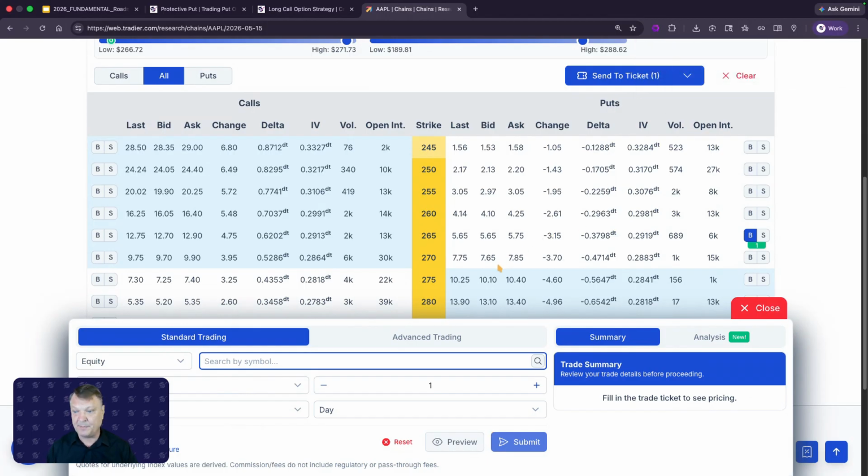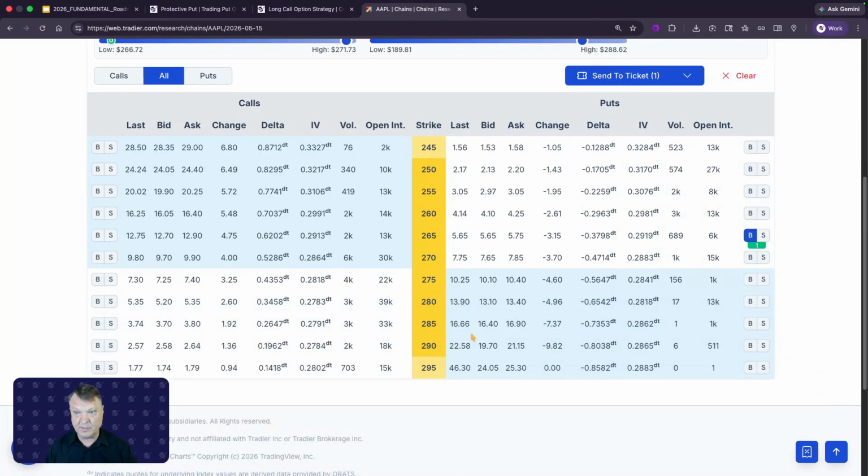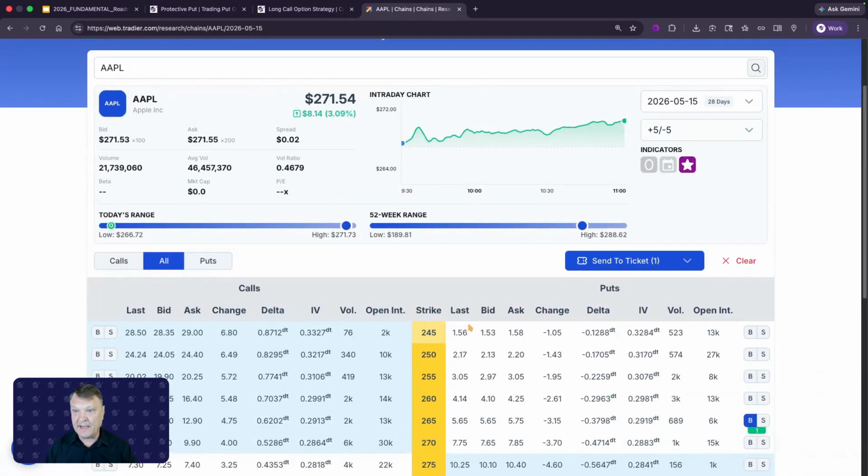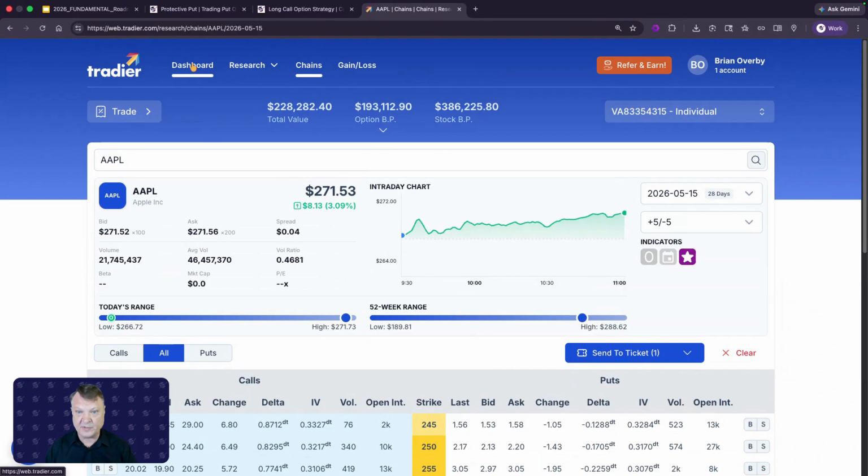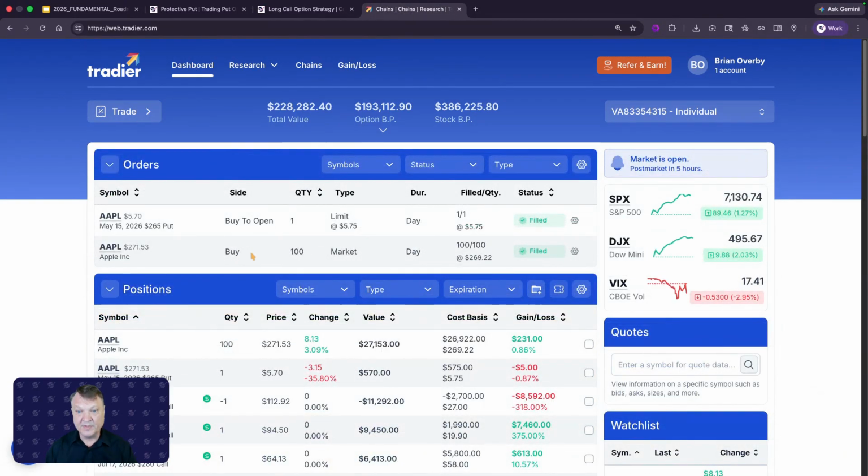If you see that pop up in the upper right-hand corner. So now we've filled this position. We put that trade on. And if we go back to our dashboard, we'll see that we bought Apple this morning. I put an order in to buy 100 Apple at market. And then we went in and bought a protective put.